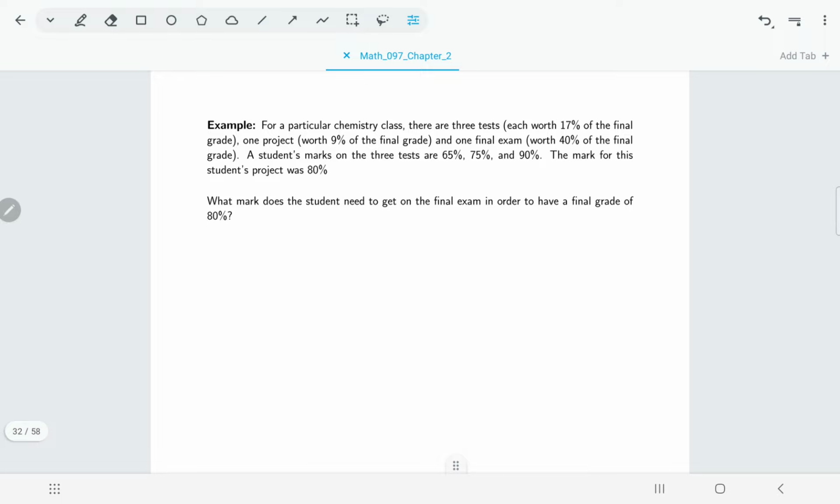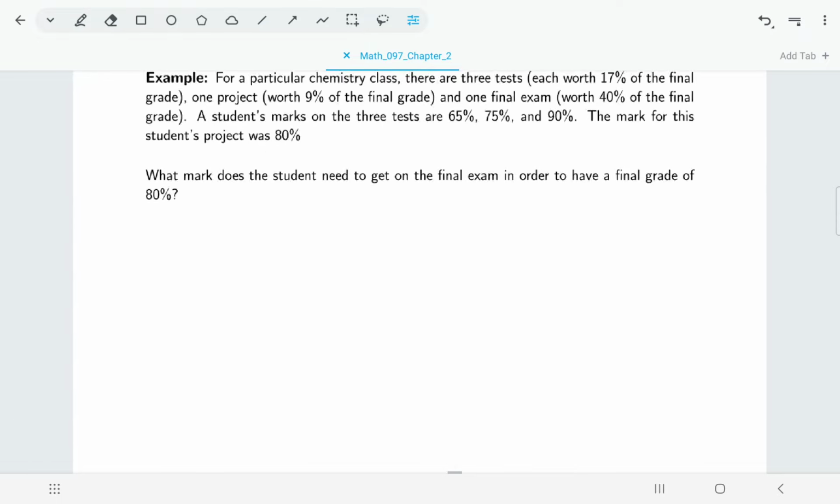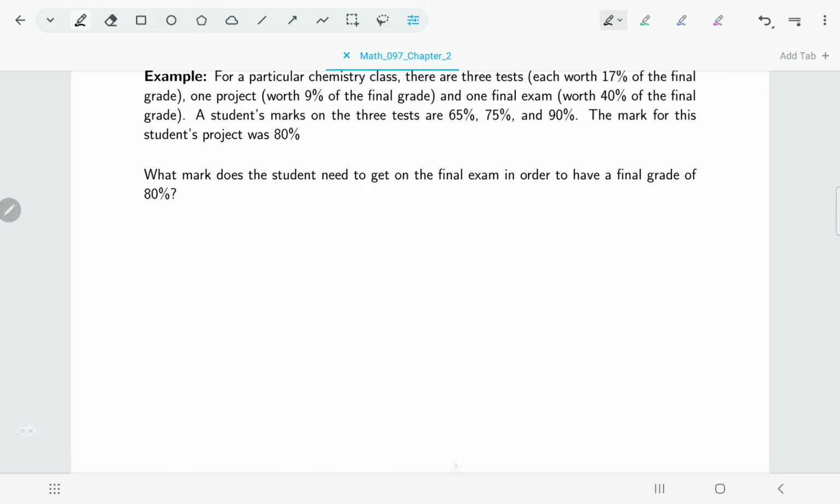So here, there's really only one thing that we don't know, so it's pretty obvious what our variable should be. We know how they did on the tests, we know how they did on the project, we don't know how they did on the final exam, and that's what we're looking for. So I will say that we're going to let x be the final exam mark.